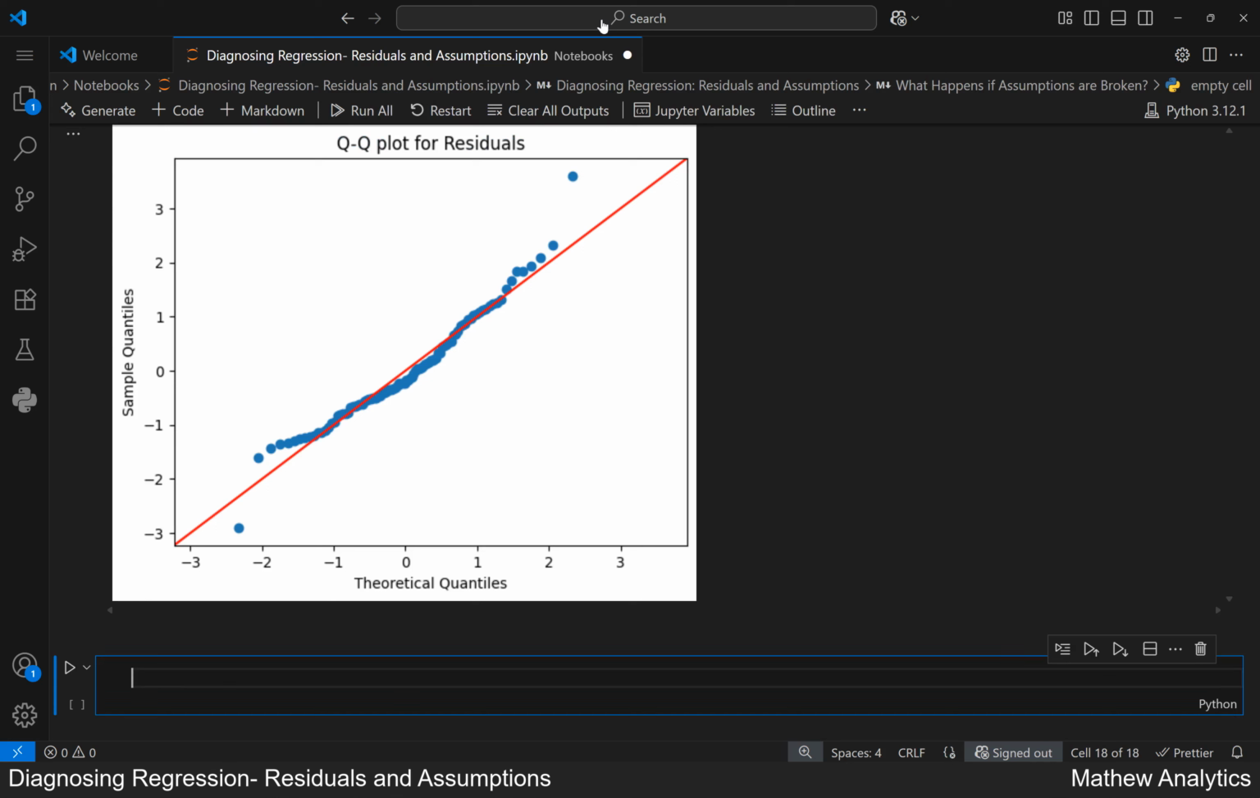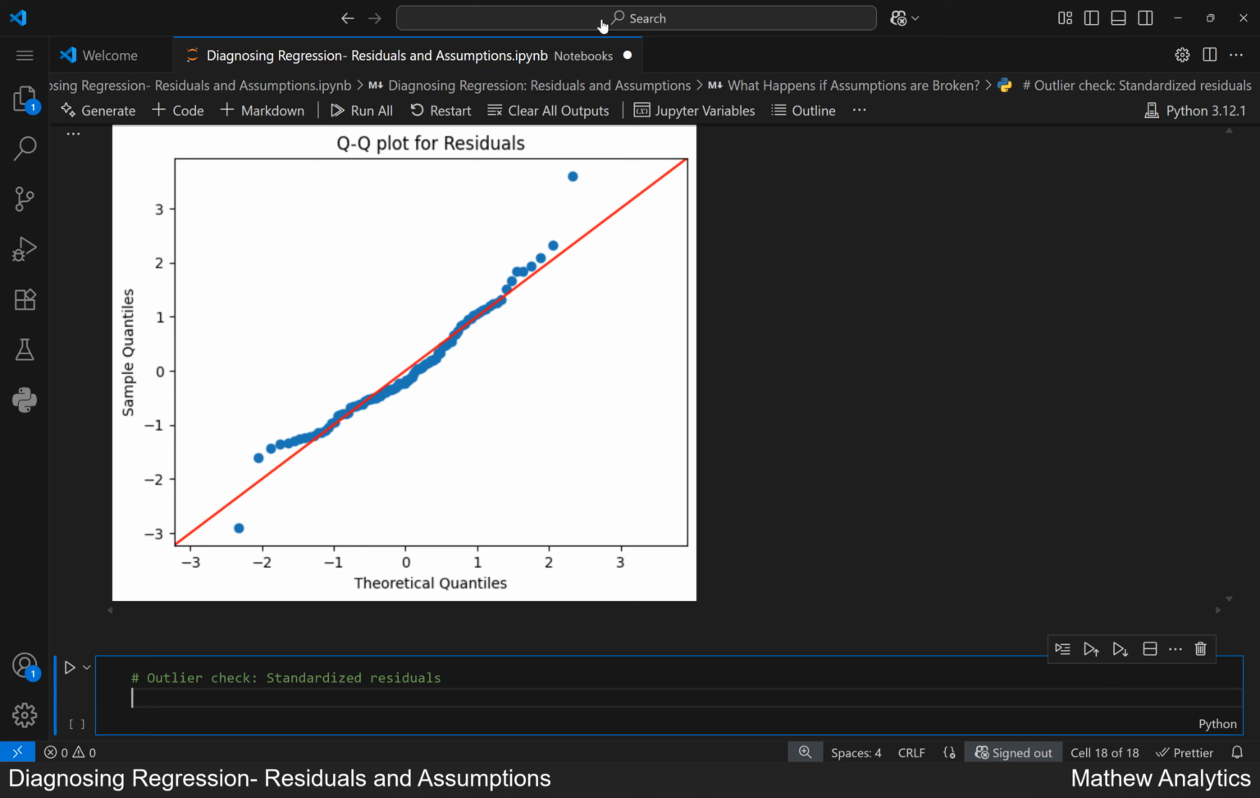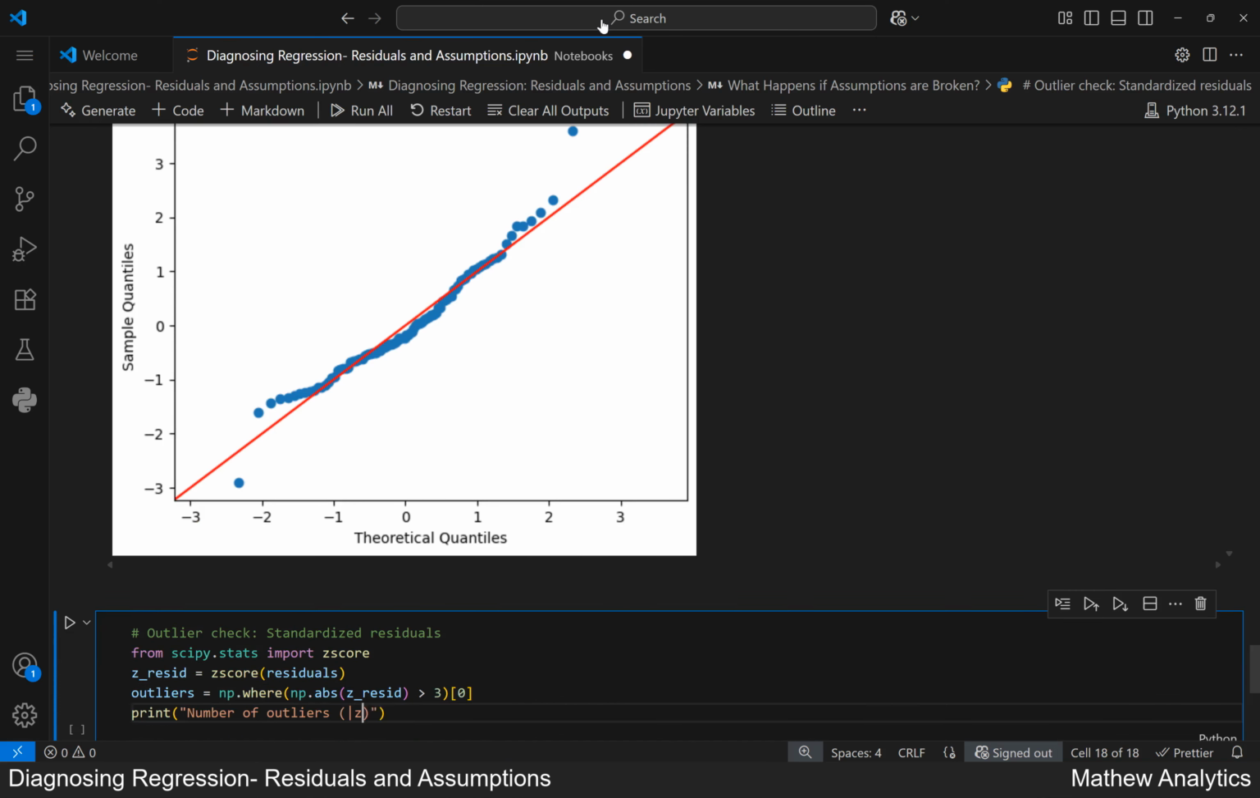Let us check for outliers in the residuals. We use z-scores to measure how far residuals are from 0 in standard deviations. If the z-score is above 3 or below -3, we usually call it an outlier. We count and print how many outliers there are in the residuals. Running the cell now. Play with the cutoff value to see its effect.